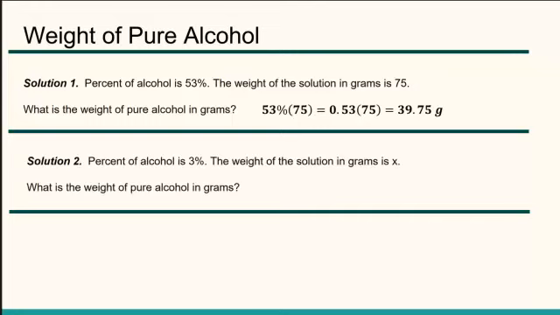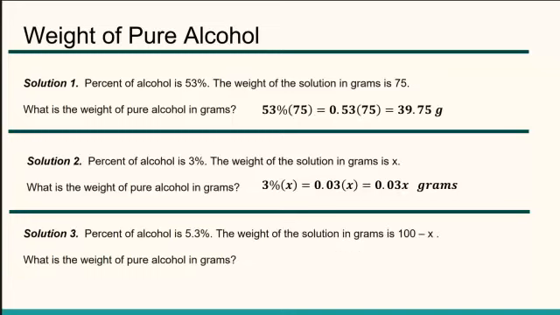Let's look at solution 2. Say we have 3% alcohol in a solution, and the weight of the solution, I don't know what it is. It's x. So what's the weight of the pure alcohol in grams? Well, what you'll need to do is just say 3% times x. Change that 3% to a decimal. That would be 0.03x. And that's all you can do with that. Just say it's 0.03 times however much you got.